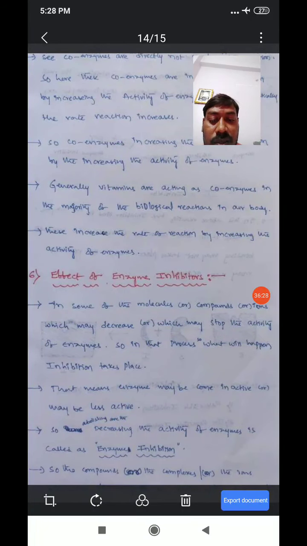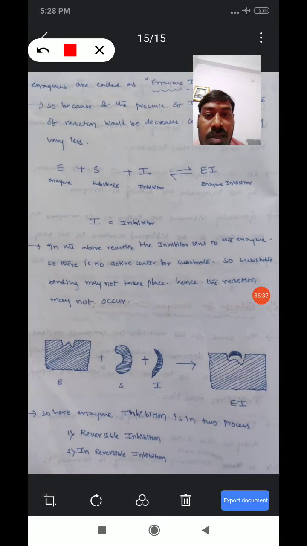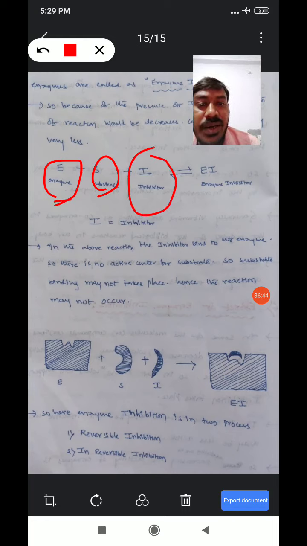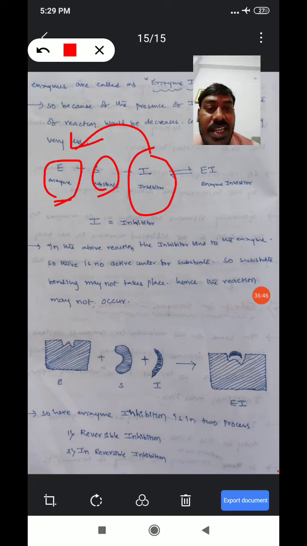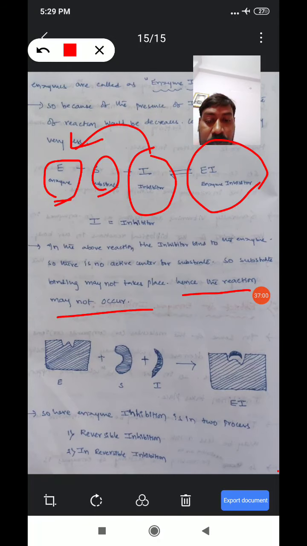So this is the enzyme and this is a substrate. Here the substrate is not bound to the enzyme. In this reaction the inhibitor is bound to the enzyme and it forms an enzyme-inhibitor complex. So the substrate binding may not take place, hence the reaction may not occur.